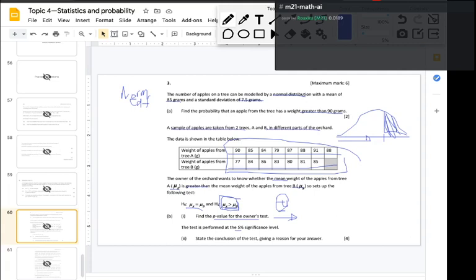Nice. Next, state the conclusion of the test. So, since the result doesn't exceed the 5% significance level, that means that it can reject the null hypothesis. So that means that we can reject the claim that the mean weight of the first apple tree and the second apple tree is the same. So that means that we can accept the statement, the owner of the orchard statement.